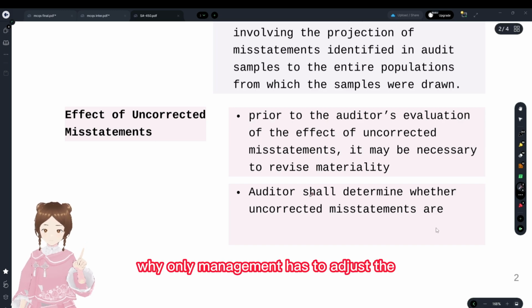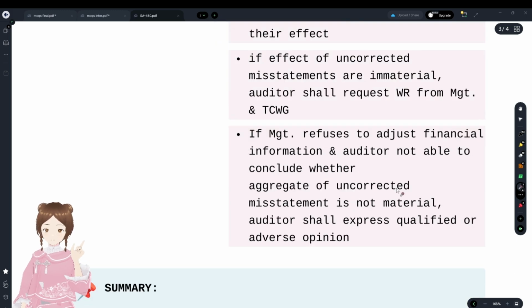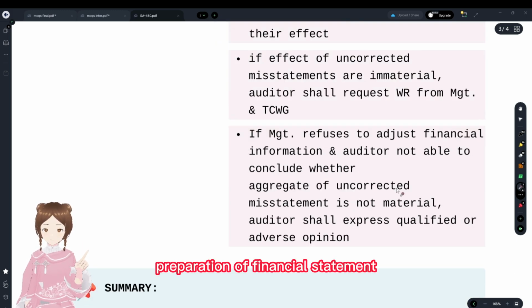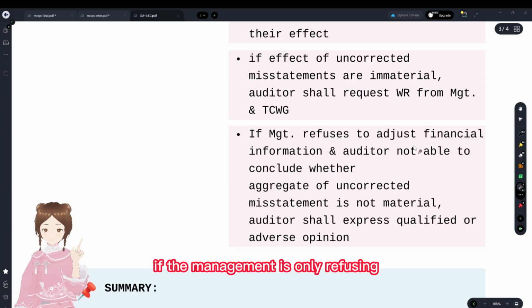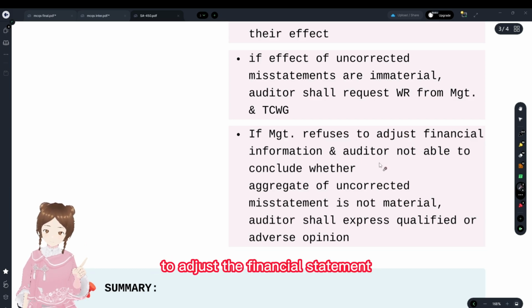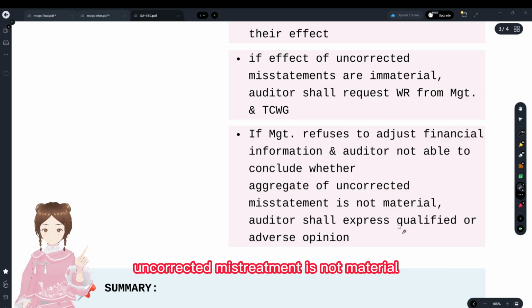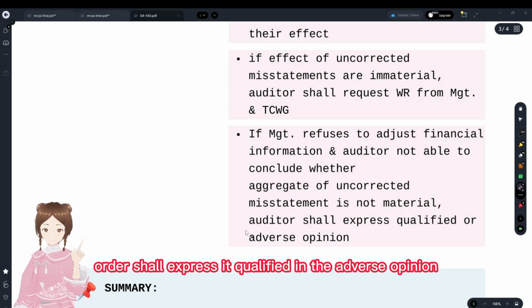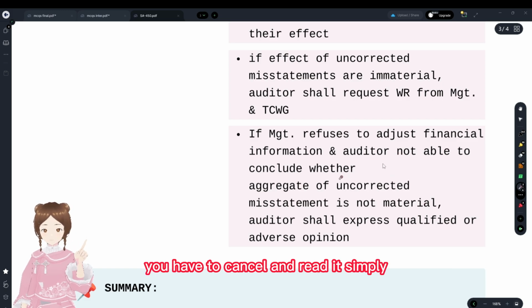Why does only management have to adjust the uncorrected misstatements? Because preparation of the financial statements is the responsibility of the management. If the management is refusing to adjust the financial statements and the auditor is not able to conclude whether the aggregate of uncorrected misstatements is not material, the auditor shall express a qualified or adverse opinion. See, there were two nots here. You have to cancel them and read it simply.